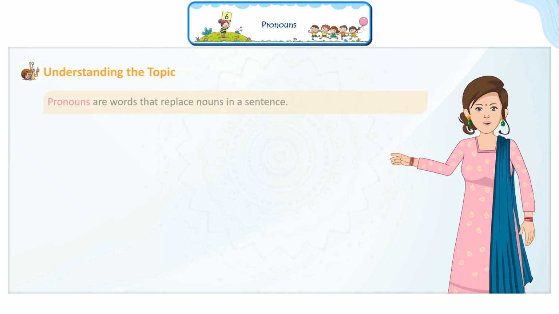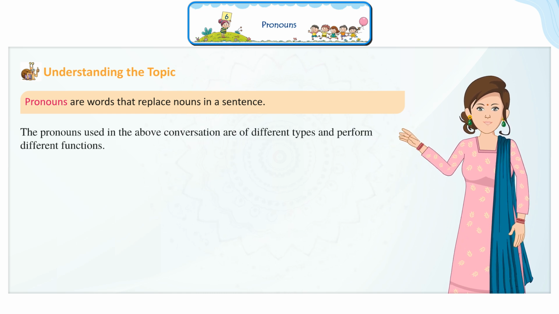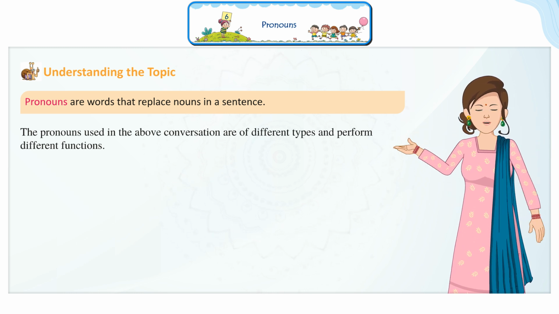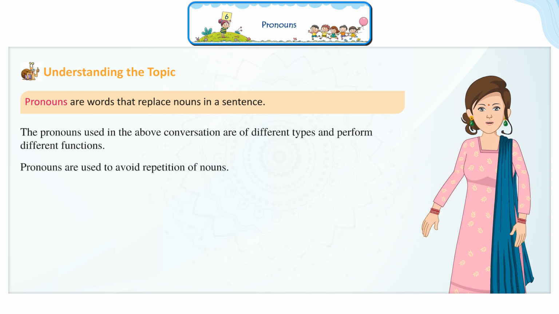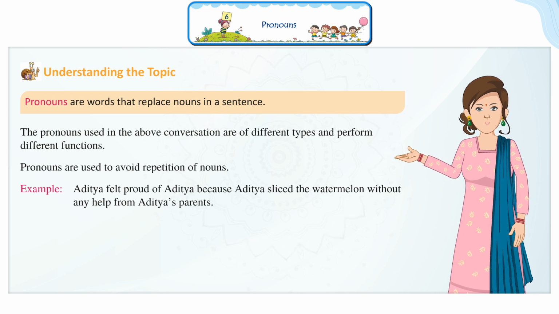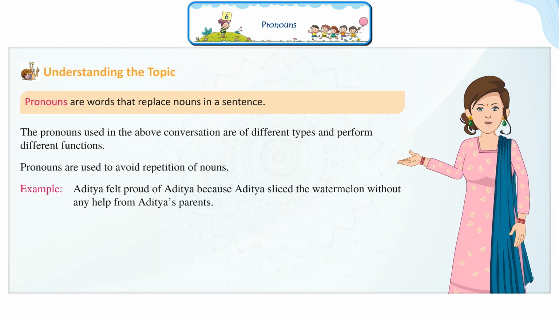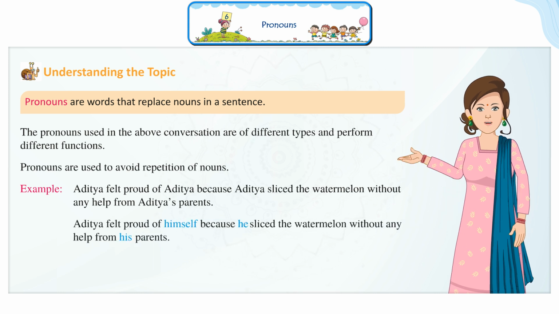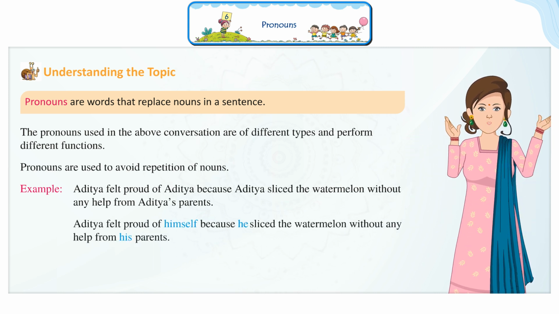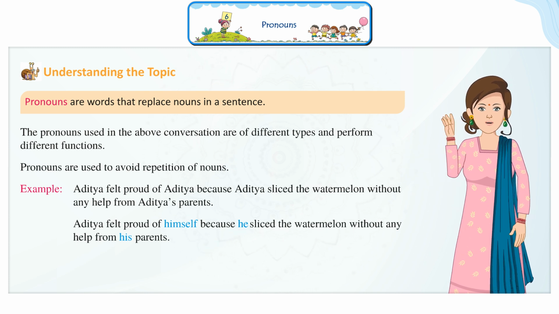Understanding the topic. Pronouns are words that replace nouns in a sentence. The pronouns used in the above conversation are of different types and perform different functions. Pronouns are used to avoid repetition of nouns. Example: Aditya felt proud of Aditya because Aditya sliced the watermelon without any help from Aditya's parents. Aditya felt proud of himself because he sliced the watermelon without any help from his parents.